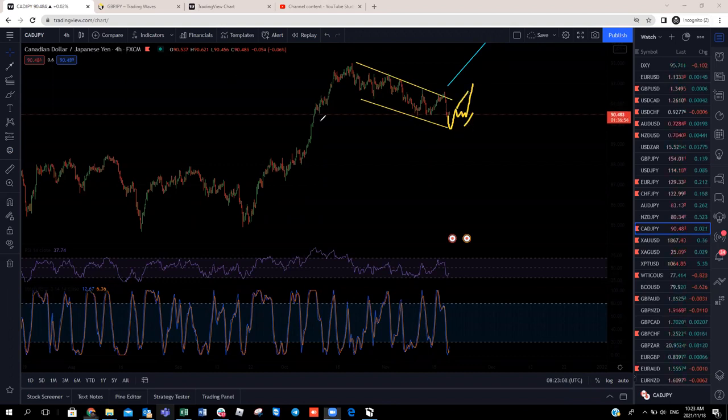We're going to need a bit of patience with the yen pairs. Let's let them pull back. If they pull back and they give us these sell setups, long-term downside across all the yen pairs. So be patient.